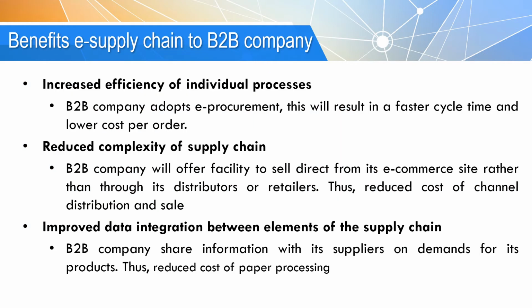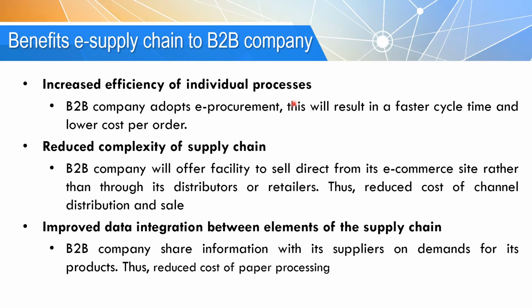so what else for the benefit of e-supply chain to B2B company? Business to business company. So what are the benefits of it? So among them is increased efficiency of individual processes. So if we look into the value chain itself, there are 5 components in the value chain. So we can combine, make them interact between each other. So for example, a B2B company adopts e-procurement. This will result in a faster cycle time and lower cost per order.